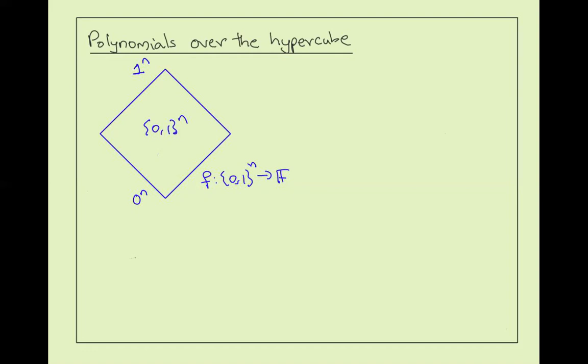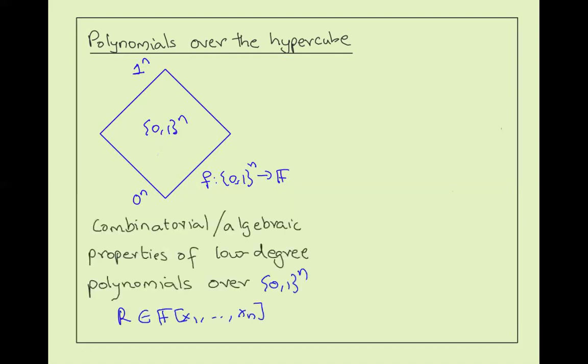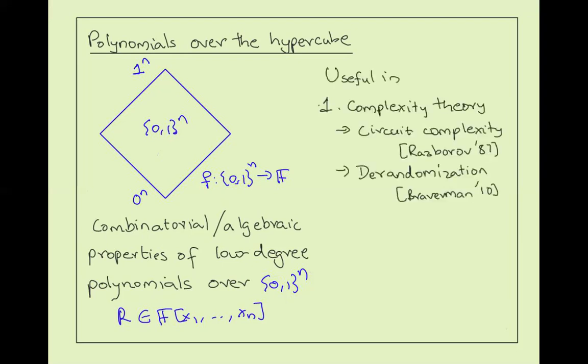Nevertheless, it's very interesting mathematically to understand those functions over the hypercube that can be written as low degree polynomials. So the focus of this talk is on understanding some combinatorial and algebraic properties of low degree polynomials over {0,1}^n. Apart from being a nice mathematical question, such questions also have many applications in theoretical computer science. Let me just give you a very selected list of such applications.